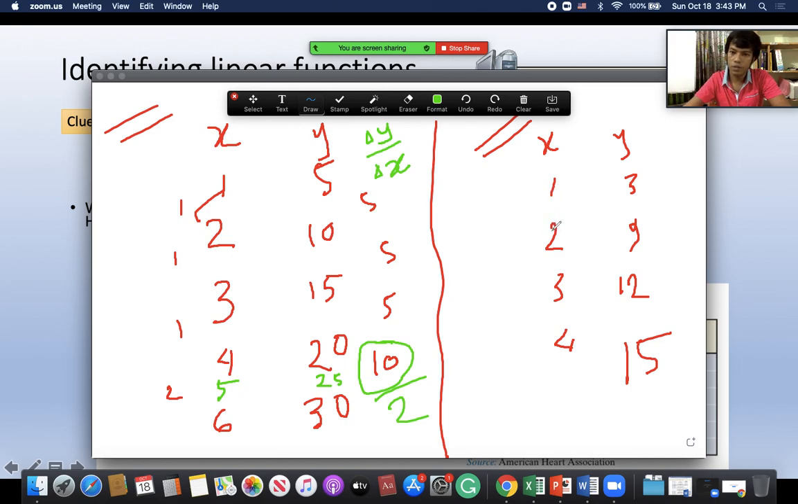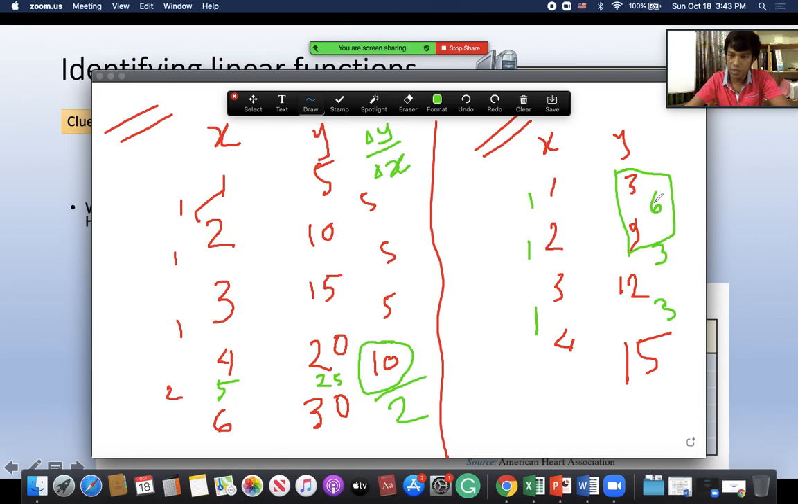Now look at this side. Here 1, then 2, then 3, then 4. That means the difference is the same here. Then 3 and 9, the difference is 6. 9 and 12, the difference is 3. 12 and 15, the difference is 3. So you see there is a problem with these two values. Here, the x differences are 1, 1, 1, all the same. So if you take the ratio, it will not be the same.